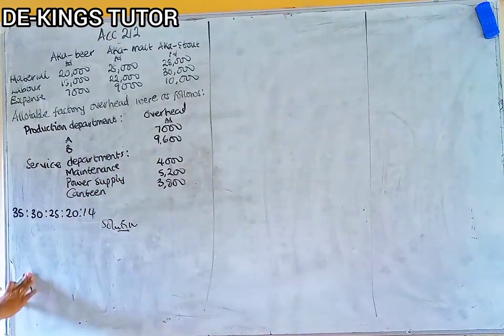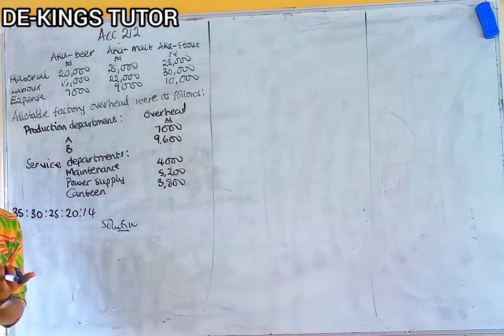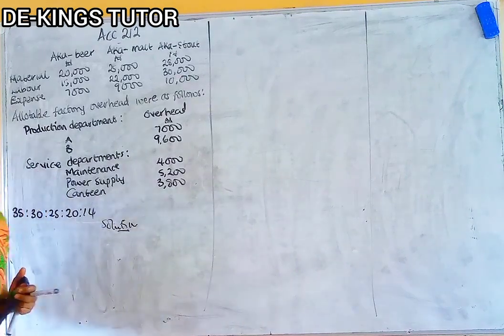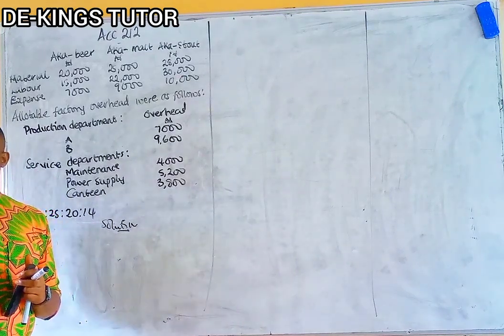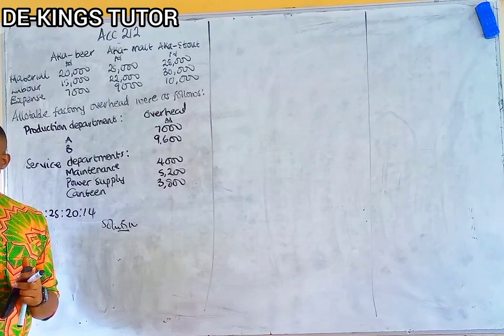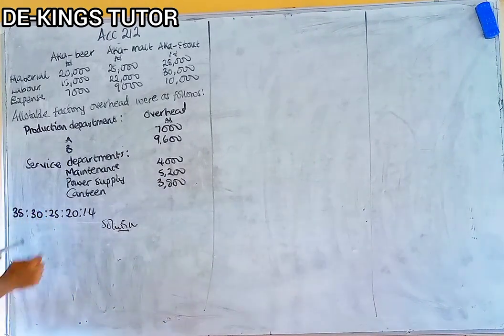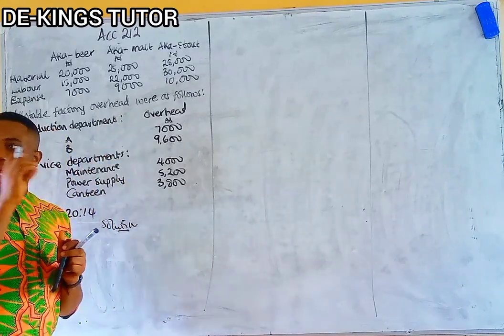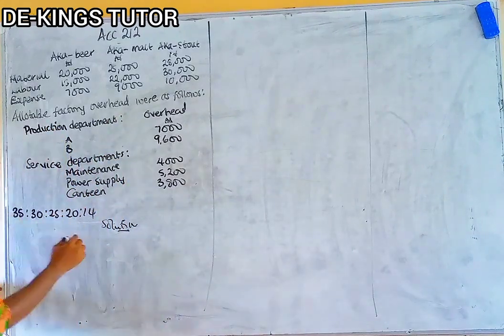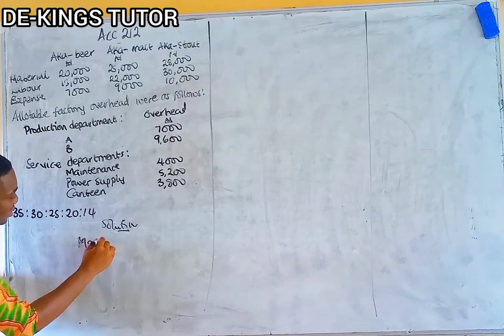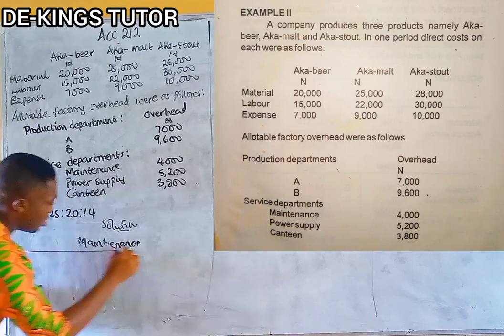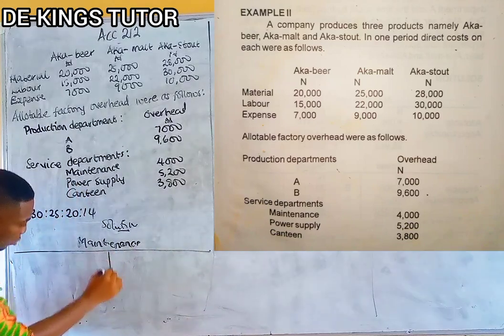Now look up. Now in solving this, please start from the service department. Now I'm going to open each of the ledgers so that we start posting them one after the other. So I'll start with maintenance.